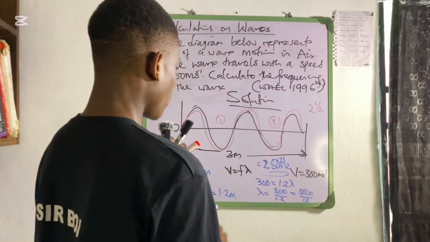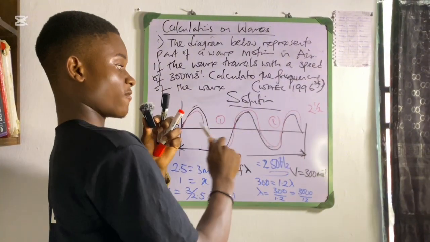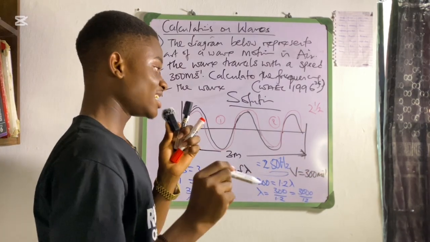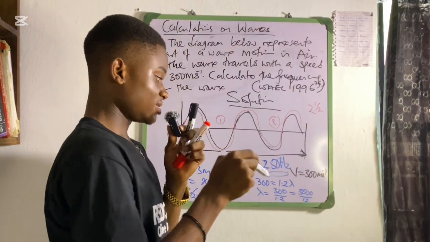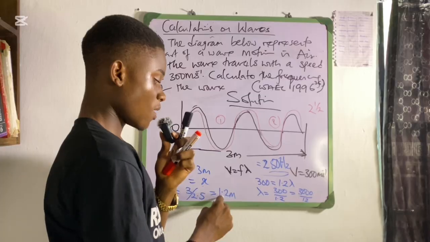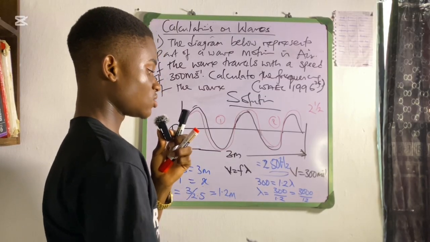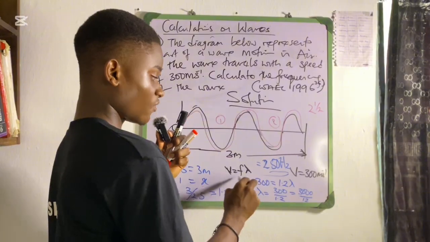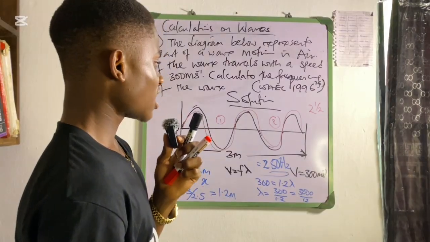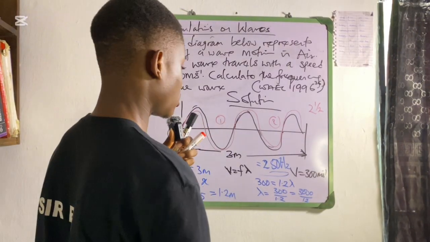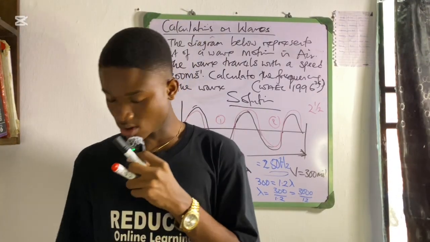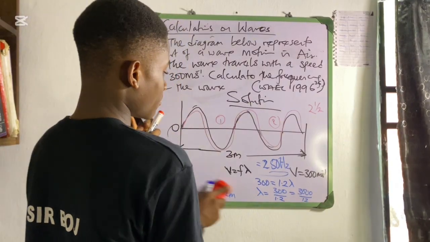So if this is the length of 2.5 wavelengths, we are going to find the length of one wavelength. We did this by proportion, and we were able to get the wavelength to be 1.2 meters. Then we substituted it in this formula, and we got 250 hertz. There's also another method that we could have used, just using ratio. You're still going to get the same value.